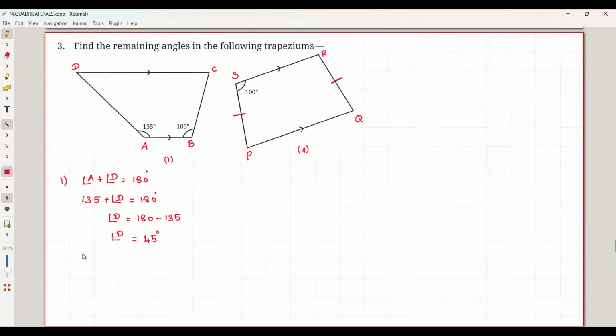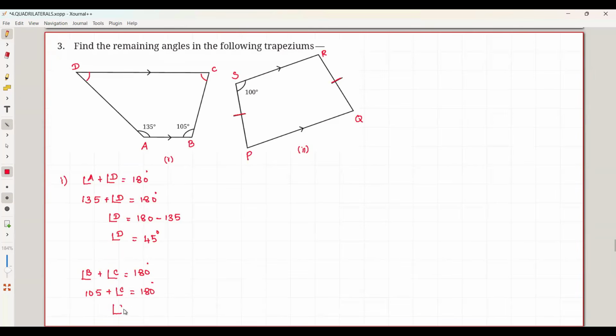First one is over. Next, we have to find out angle C. For finding angle C, interior angles on the same side of a trapezium add to 180-degree, right? So we know that angle B plus angle C is equal to 180-degree. Angle B is given 105. 105 plus angle C is equal to 180-degree.